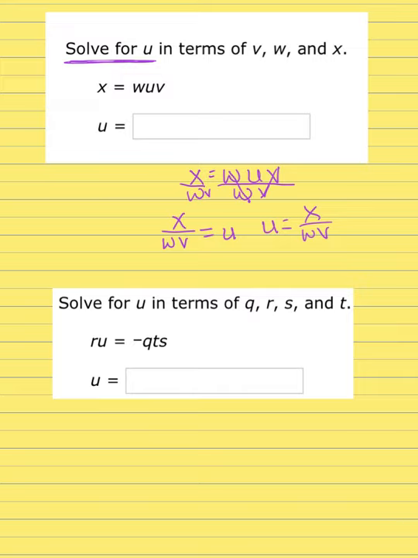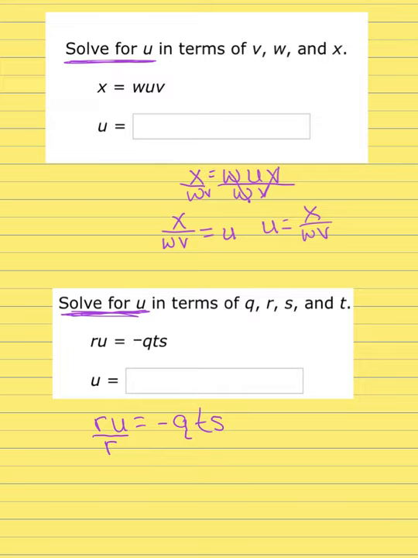All right, this bottom one, solve for u in terms of q, r, s, and t. Solve for u. That's what I have to isolate, is my u. So I have ru equals negative q t s. Okay, I have to isolate the u. What is keeping the u from being by itself? Well, there's an r. And it says r times u, not r plus u, r minus u, r times u. So the opposite operation is divide. So I'm going to divide this by r to get the u by itself.